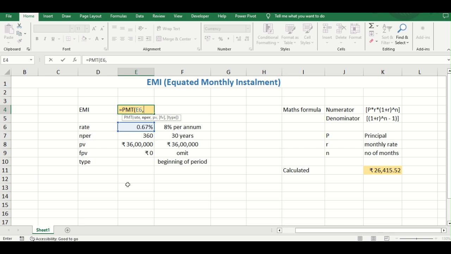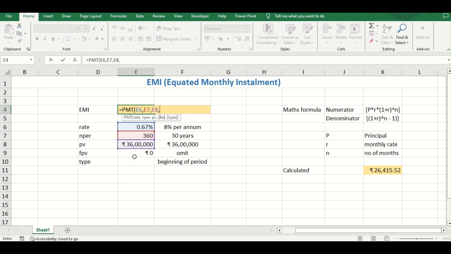Then NPER basically represents the number of months for which the EMI has to be paid, or you can say the number of months for which the loan is being taken. So that will be 360, so select that value. Now PV is the present value, which basically means how much loan you are taking. So it is 36 lakh.